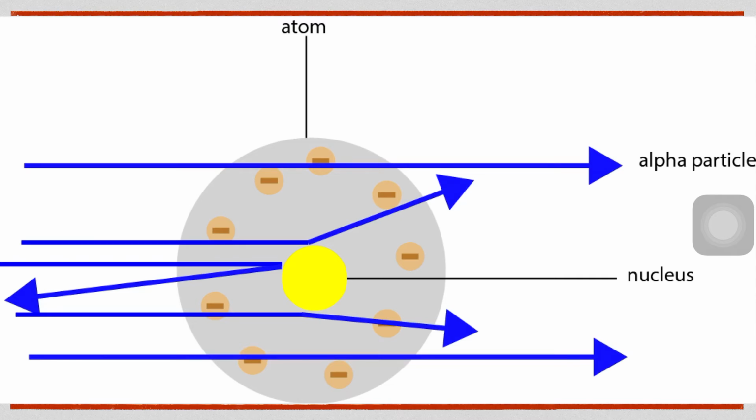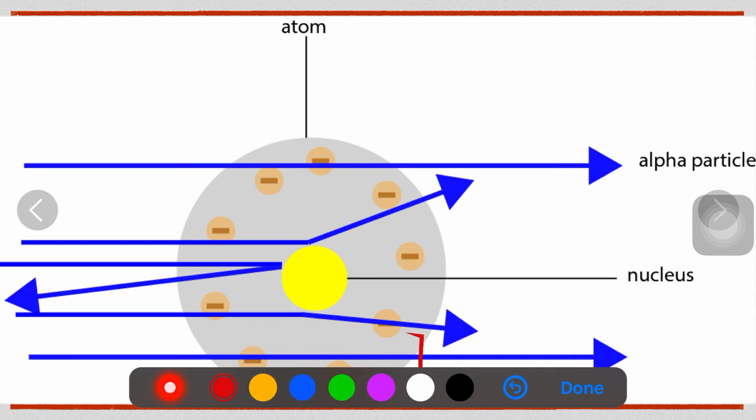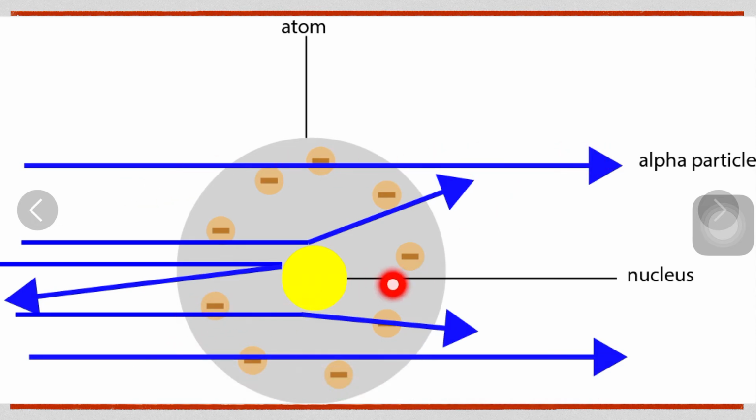So students, the large number of alpha particles that went straight through the foil indicates that there was no obstacle in their path, no obstruction in their way. It means that there must be mainly empty space inside the atoms in the solid gold foil.